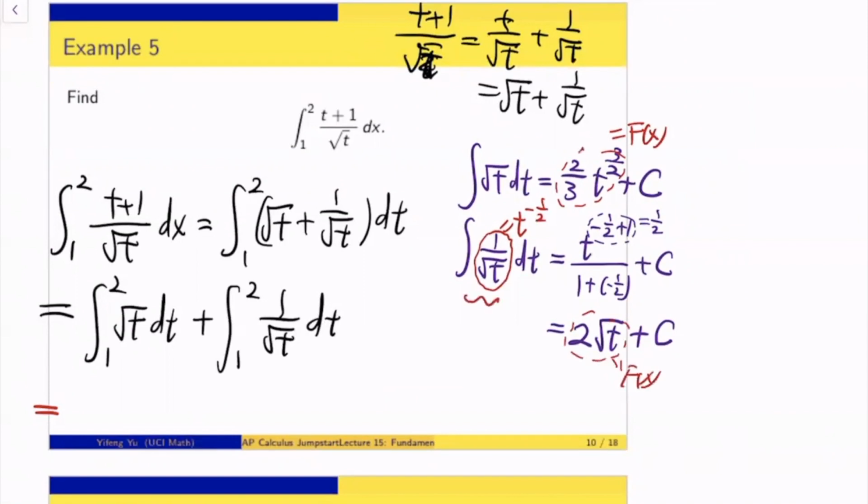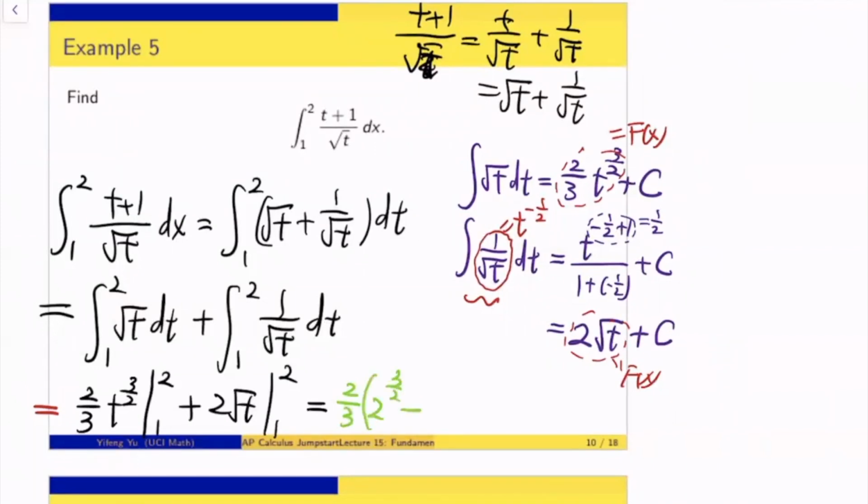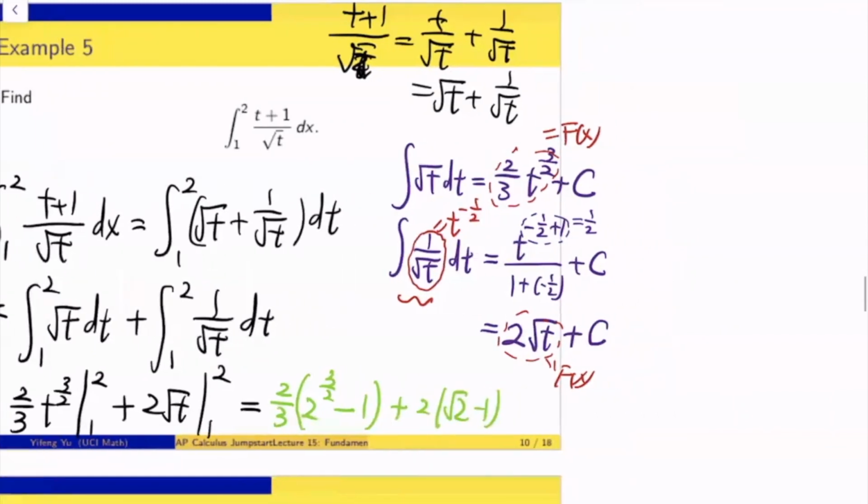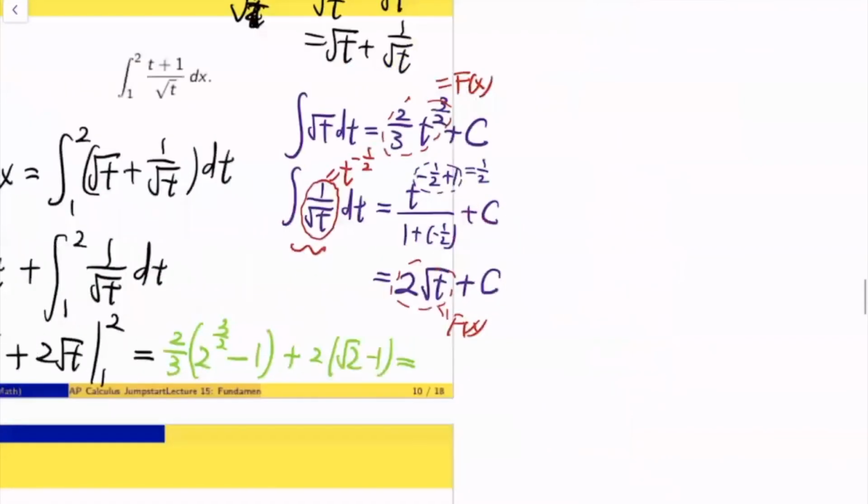All right, and then we just put this in here. We have 2 over 3 t to the 3 over 2, evaluated at the endpoints, plus twice the square root of t, evaluated at the endpoints. Let's plug in. What do we get? Eventually we get 2 over 3 times (2 to the 3 over 2 minus 1), plus 2 times (the square root of 2 minus 1). You can combine the terms into the form you like.